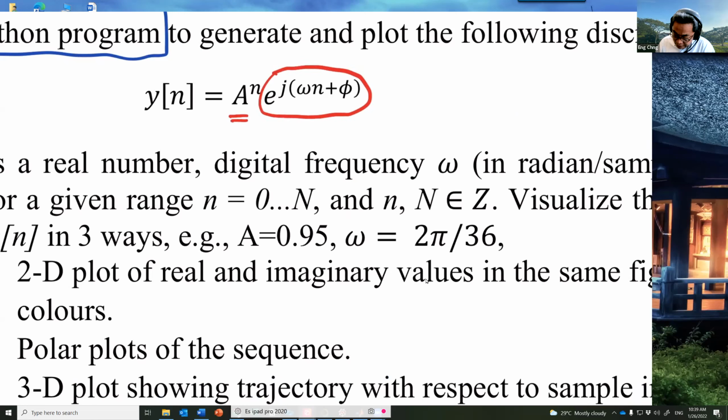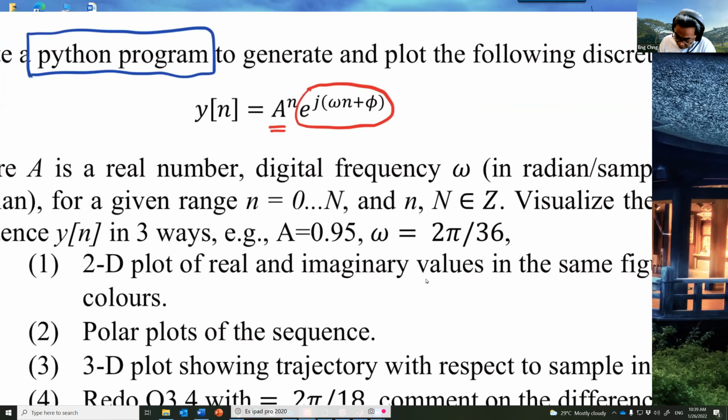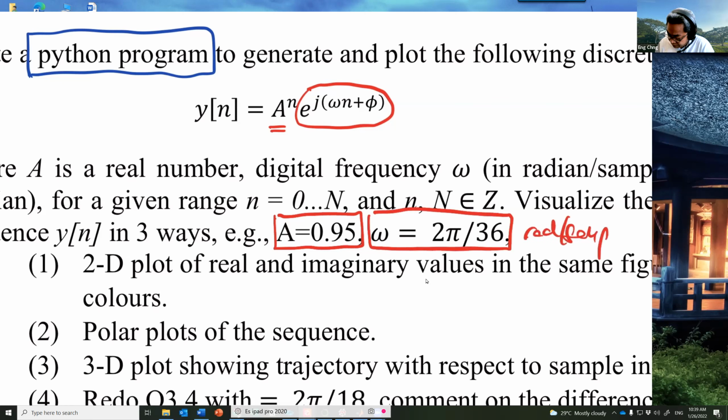and it is scaled by a^n. What is a? a is a real number. In this example, I'm going to ask you to plot with 0.95. But you realize that in the quiz, I will give you another number, 0.98, 0.99, 1, and so on and so forth. And I also give you another number in the quiz. In this case, it's 2 pi divided by 36 radian per sample for the angular frequency, the digital angular frequency. In the quiz, I'll give you 2 pi divided by 16, 2 pi divided by 8, and things like that. And you are going to answer the question.